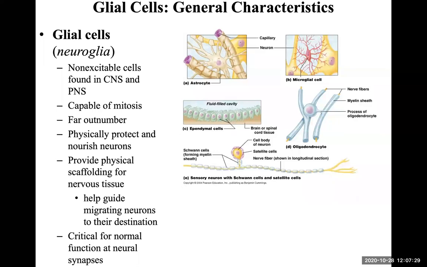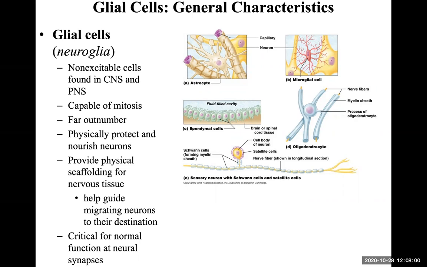So we find glial cells associated with both the central and the peripheral nervous system. Glial cells, unlike neurons, are highly mitotic. We talked about amitosis and longevity being characteristics of neurons, but glial cells have a much shorter lifespan, if you will, and again are highly mitotic, so they proliferate rapidly.